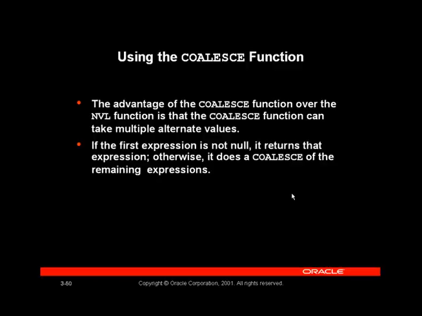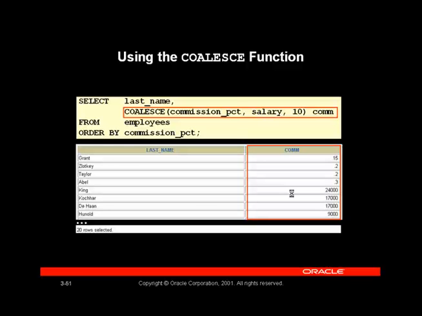Let's take a look at how that works. In this case, what the COALESCE function will do is if the commission percent is null, then it will return the salary. If the salary and the commission percent are both null, then it will return 10.